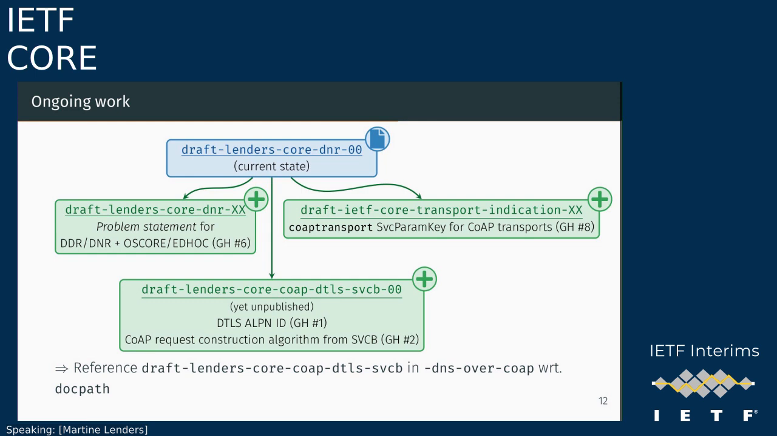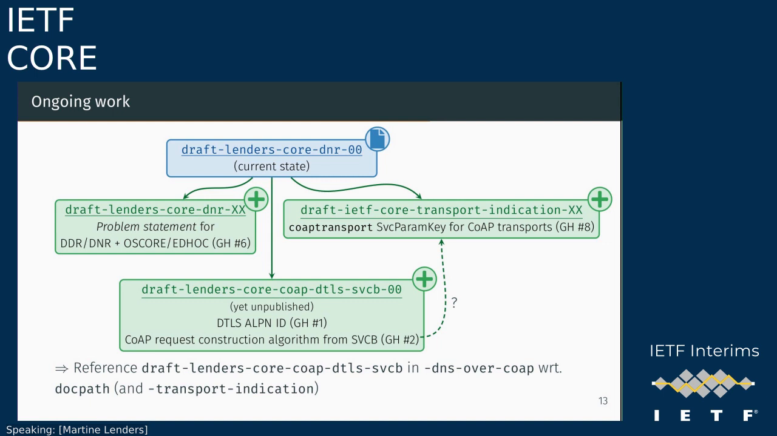But then when we wrote the DNS over CoAP draft section for that, we also discovered, okay, there is no description of how to construct actually a CoAP request from a service binding record. And so there is a write-up on that, and it's currently in this DTLS over service binding records draft. But the question is, this fits actually more into the transport indication draft.